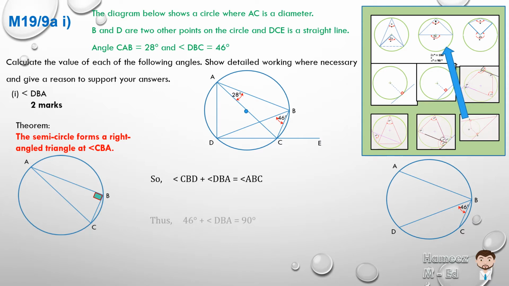So let's substitute. We're going to get 46 degrees plus angle DBA is equal to 90 degrees. So angle DBA is equal to 90 degrees minus 46 degrees, which is equal to 44 degrees. So part 1 is 44 degrees.